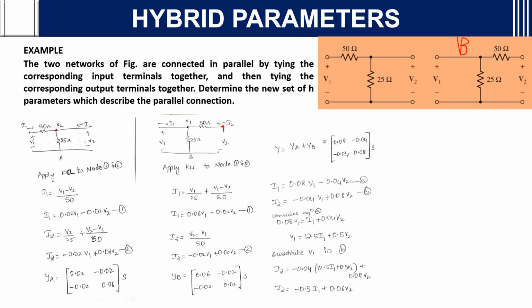In the same way, here you want H parameters, but there is nothing like H A plus H B that can be done. So if you initially find the Y parameters of both networks, then you will get Y A plus Y B, the whole Y parameters of the two networks when they are connected in parallel. Now simply convert the whole Y parameters of the network to H parameters. So I1 is equal to, in terms of Y parameters, 0.08 V1 minus 0.04 V2 and I2 is equal to minus 0.04 V1 plus 0.08 V2. Simply convert into H parameters.